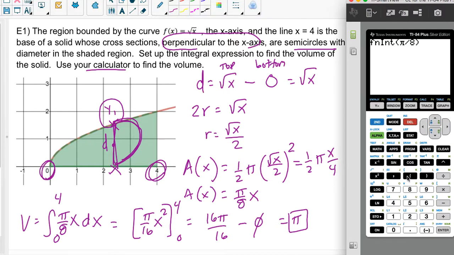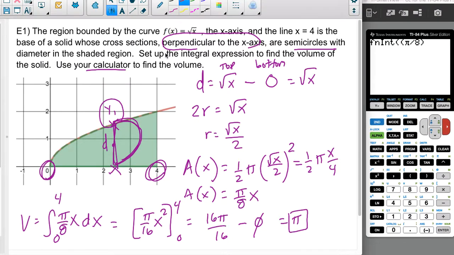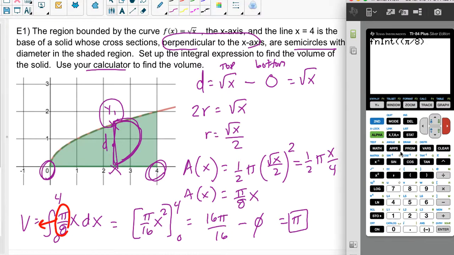You also can yank that pi over 8 in front of the integral, right? This is just a coefficient, so if you would rather put this in front of the integrand, you certainly could, right? So pi over 8 times x, with respect to x, from 0 to 4. And there we go. And sure enough, you can't math frac it because it's an irrational number. It's pi, but you can see that that's definitely pi.